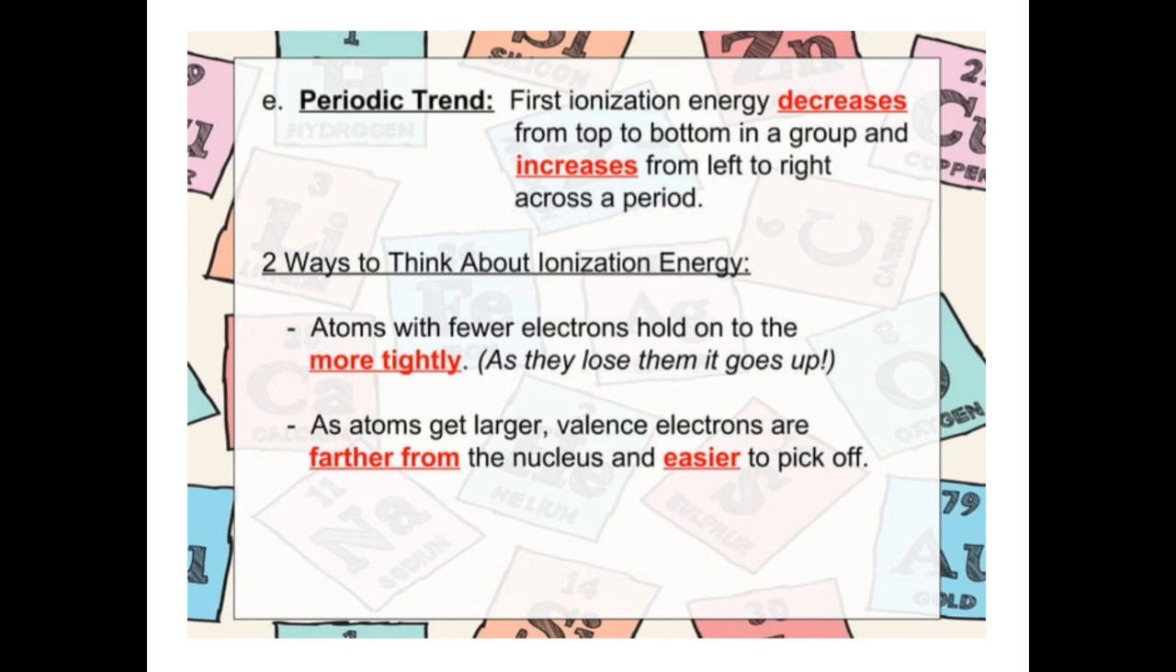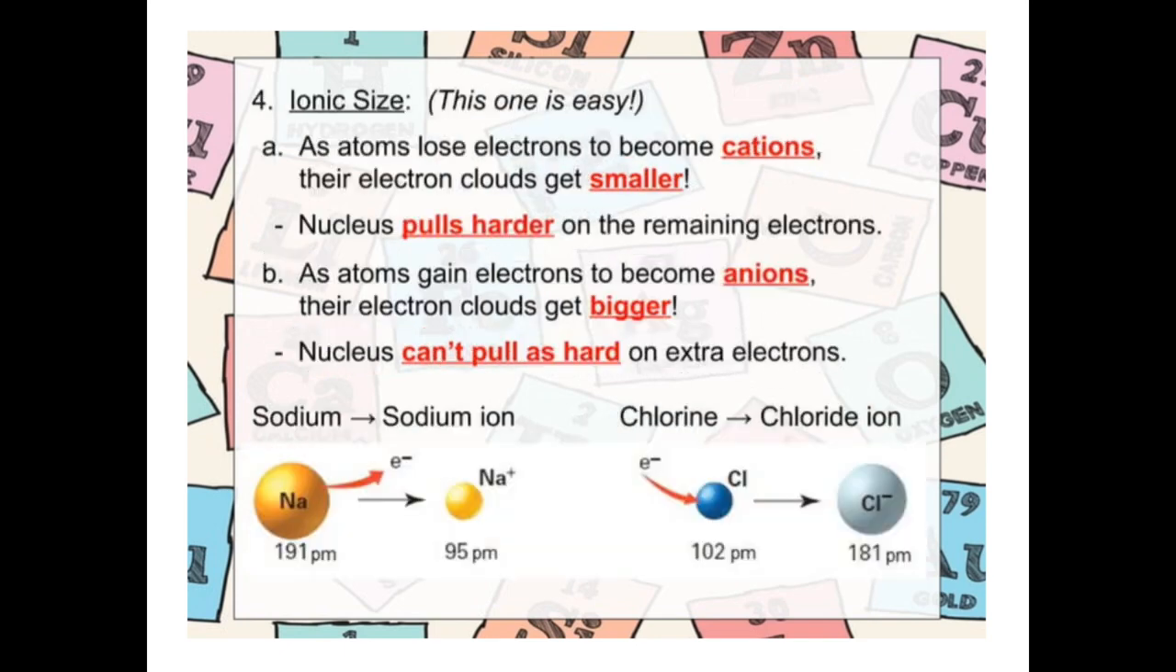Now, let's look at another one, which is the ionic radius or ionic size. As atoms lose electrons to become cations, the electron clouds become smaller, and then of course, the nucleus pulls harder on the remaining electrons. But as atoms gain electrons, they become anions, and the electron cloud becomes bigger.